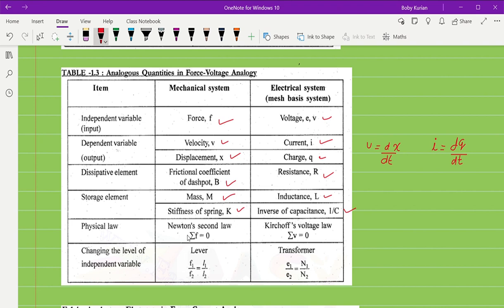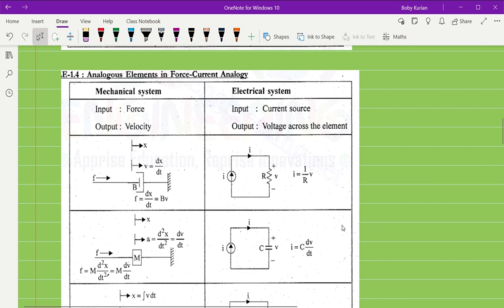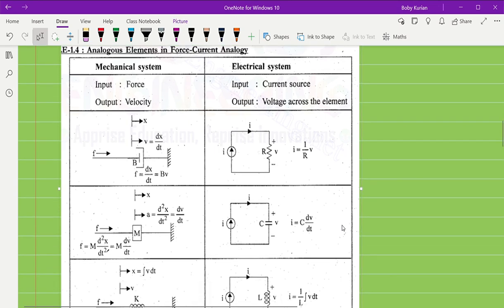So here the law which we are using is Newton's second law: the algebraic sum of forces equal to 0. Then in the case of the electrical system, we are using Kirchhoff's voltage law. So these are the basic equations which we are using for relating electrical and mechanical systems.